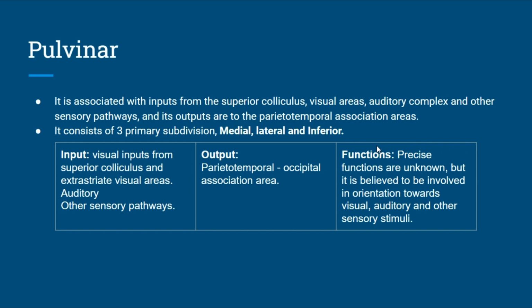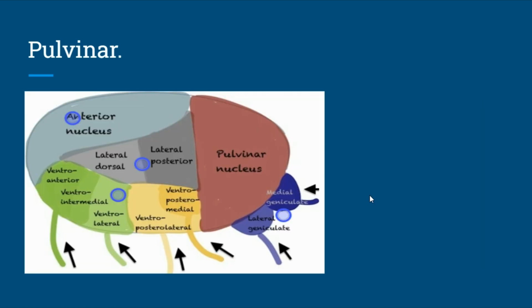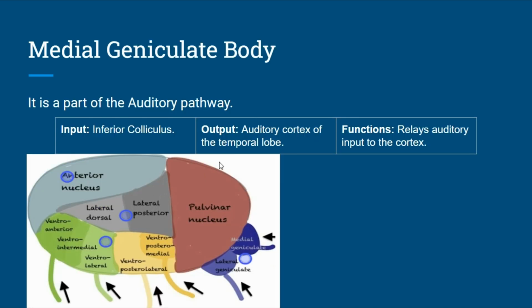Again, the pulvinar is one of the important nuclei present, and it has three primary subdivisions: medial, lateral, and inferior. The input is visual input from the superior colliculus and extrastriate visual areas. Another input is auditory, and then the other sensory pathways. And the output is to the parieto-temporal occipital association areas. The precise function is unknown, but it is believed to be involved in orientation towards visual, auditory, and other sensory stimuli. So again, after the anterior nucleus, the pulvinar is one of the bigger nuclei present in the thalamus.